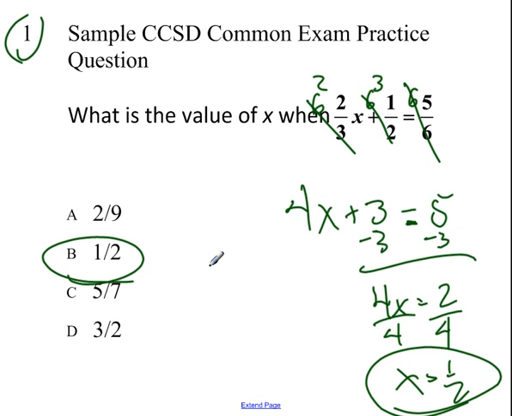And hey, look at that. There's your quick, super fast review on how to solve all types of equations.